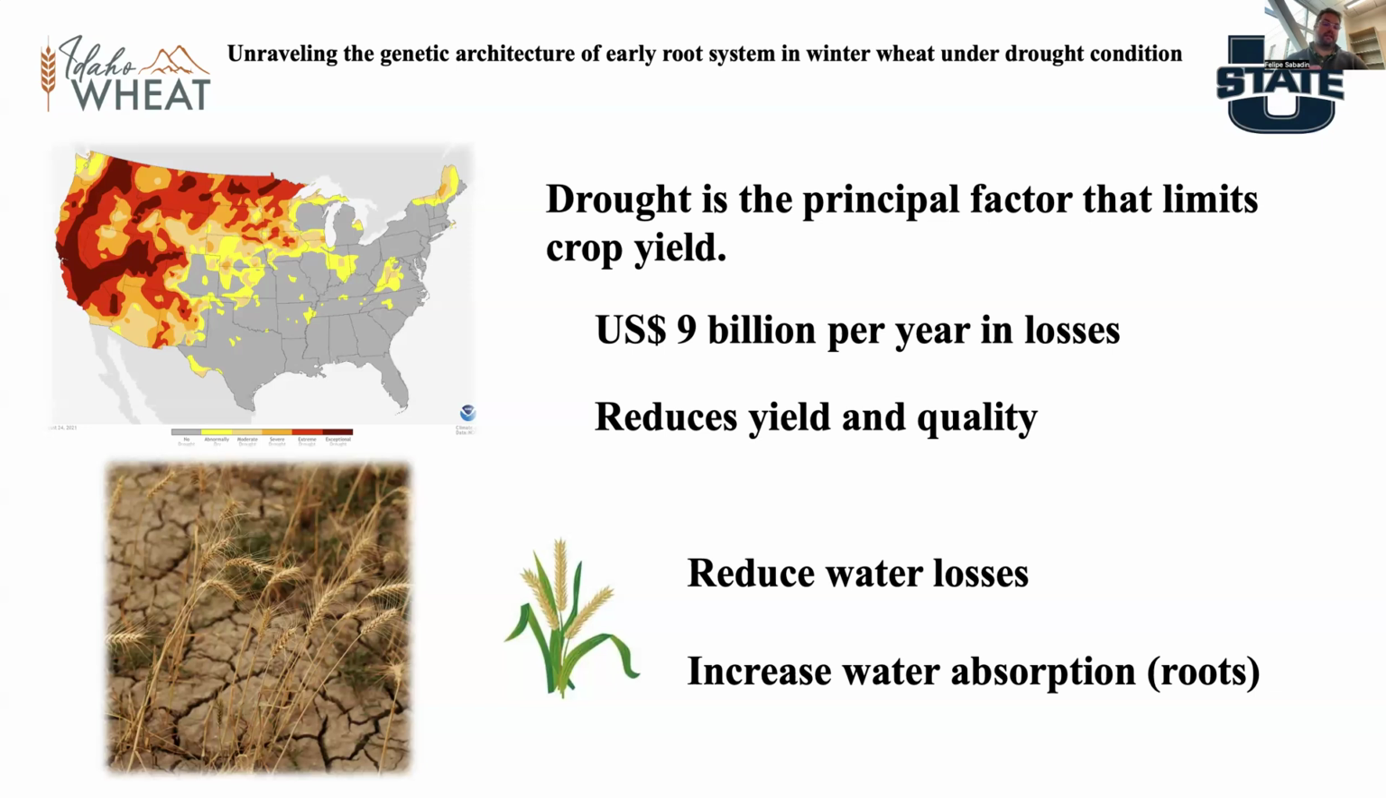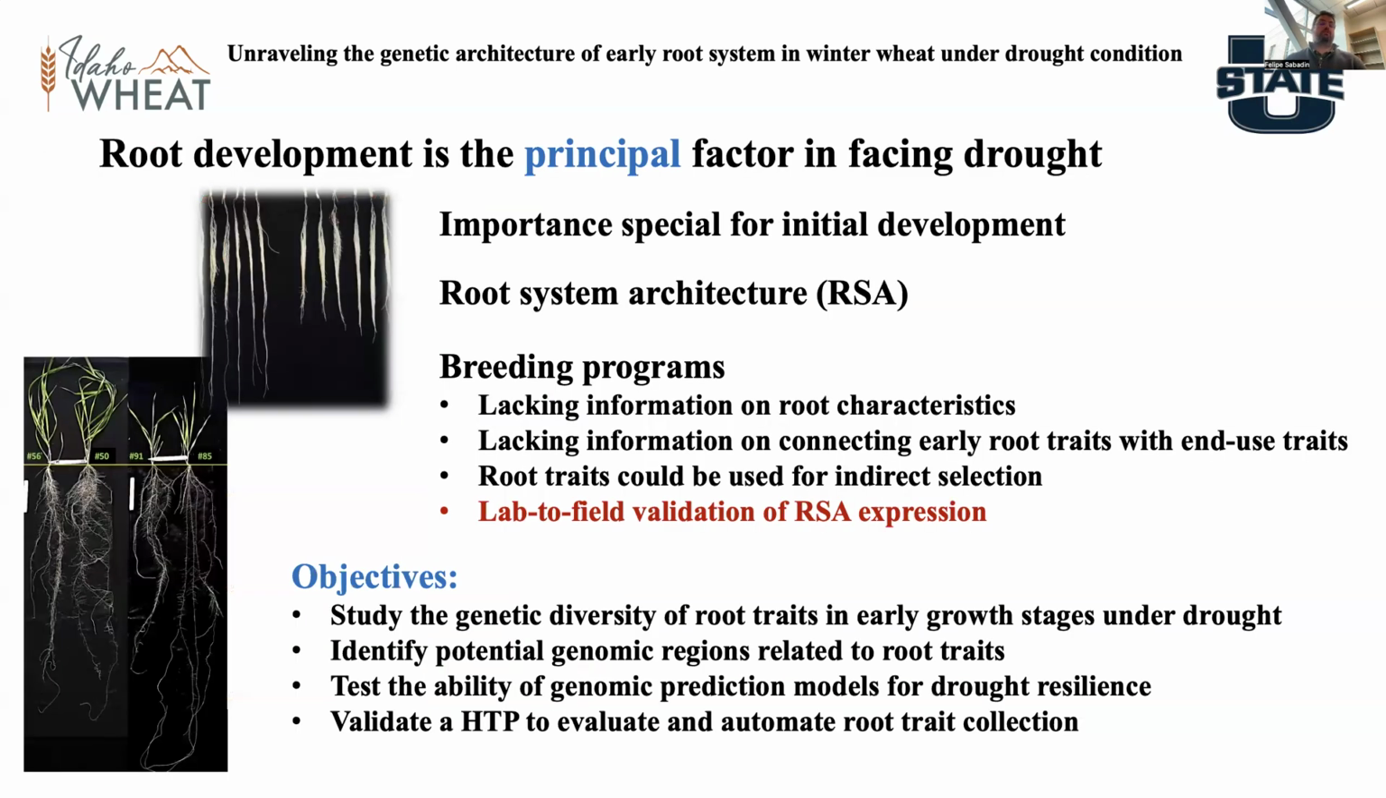The plant has just two different strategies to deal with drought. One is reducing water loss, and the other is increasing water absorption by roots. But the root is a very complex system, and there are a lot of different traits. We have root length, root angle, root biomass, and all these traits together we call the root system architecture.